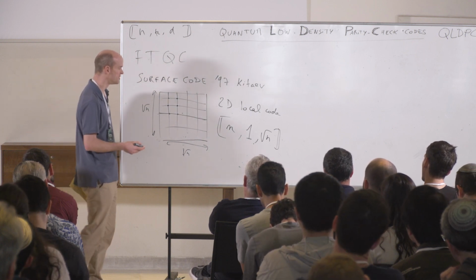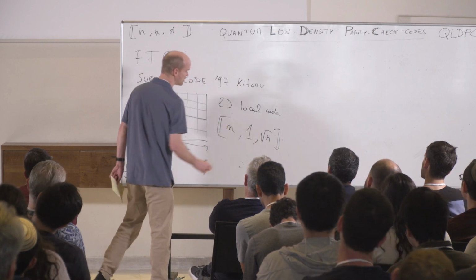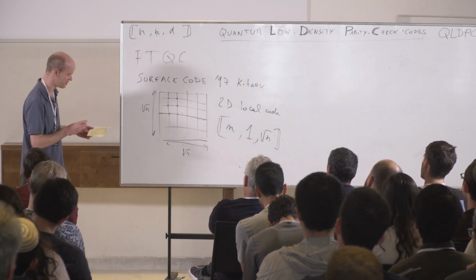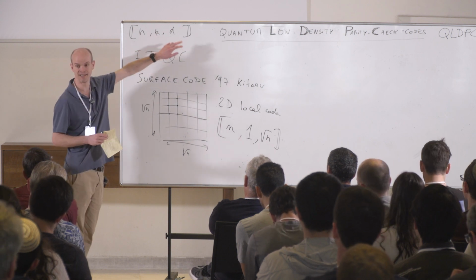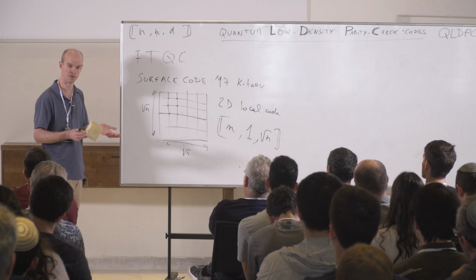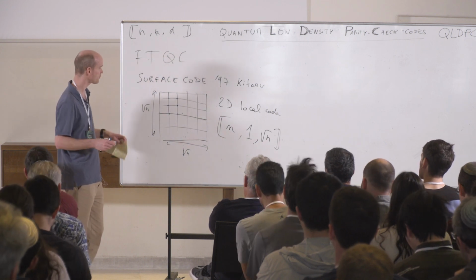So it's not that good, no? It's just one logical qubit, and the distance is square root n. Can you do better than that? In theory, you could hope to get both k and d to be linear in n. There's nothing that a priori prevents that. So can we do that?